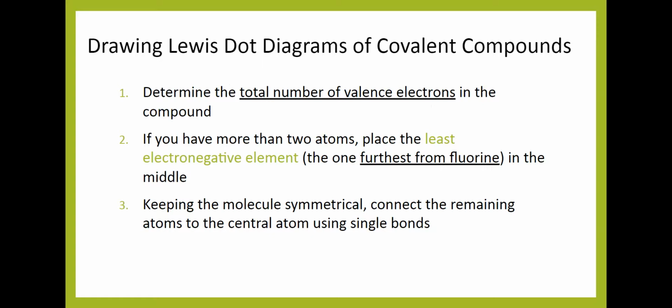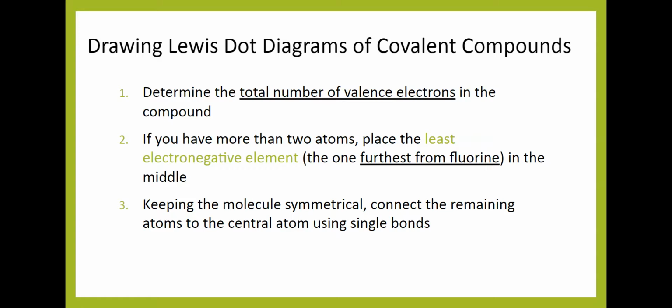Okay, so actually let's work now on drawing those Lewis dot diagrams. So the first thing we need to do is determine the total number of valence electrons in the compound. So we're going to think about each element we have, how many of that element we have, and then the number of valence electrons that each element has. And we'll go through examples with that.